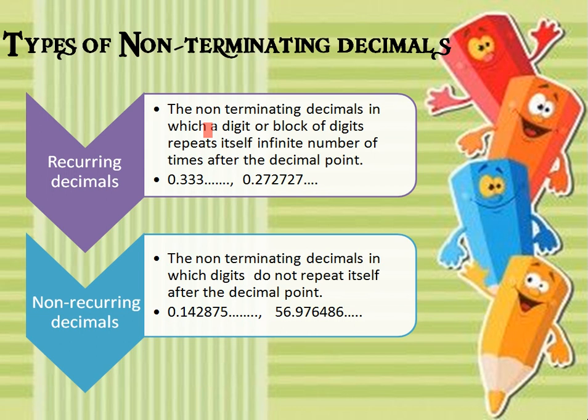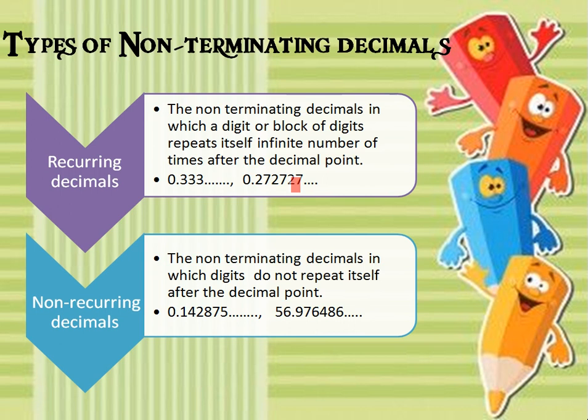In the example we have 0.333 and so on. Here we are getting a single number 3 an infinite number of times. And in the second example, 0.272727 and so on, we are again getting a block of digits 27 an infinite number of times and the division is non-ending. We are getting an infinite number of digits in the decimal part.